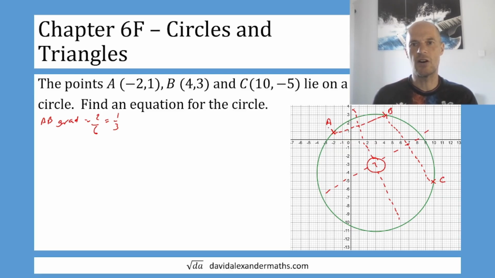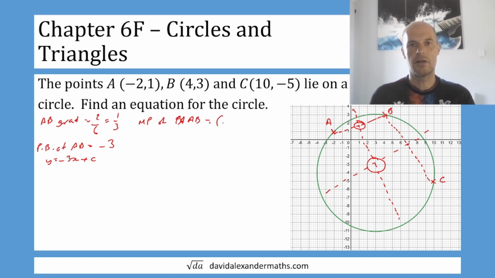Therefore, the gradient of the perpendicular bisector of AB is going to be -3. So the equation is y equals -3x plus c. Now, it goes through this point here, which is the midpoint. So let's just write down here the midpoint of AB is, okay, 4 plus -2 is 2, half it 1, midpoint of 1 and 3 is 2.